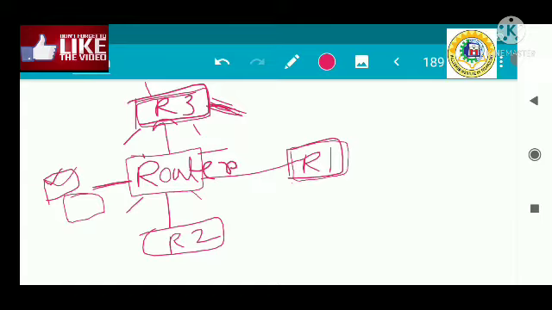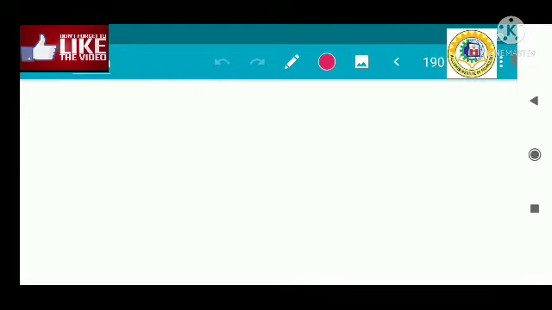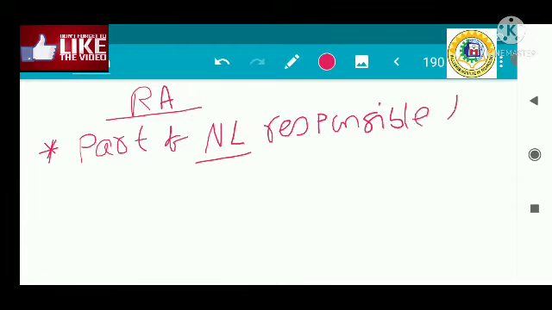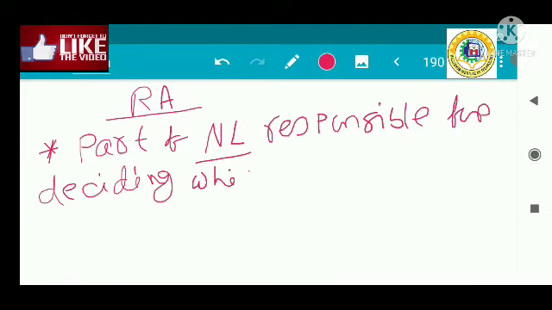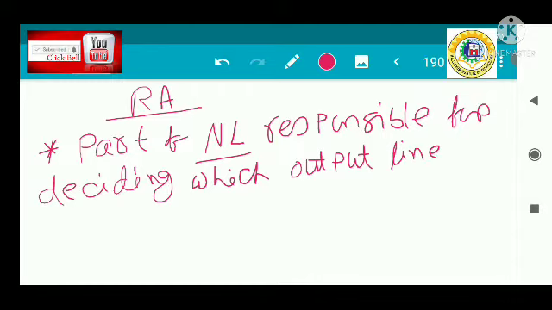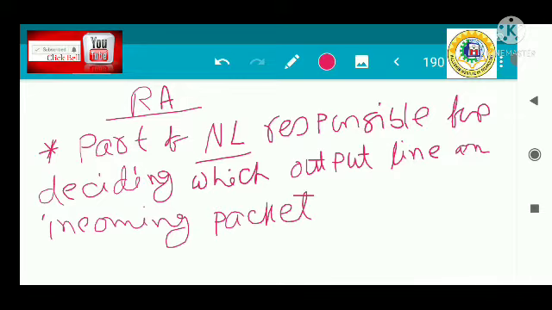Now, whenever we discuss the routing algorithm, the first point is that the routing algorithm is the part of the network layer responsible for deciding which output line an incoming packet should be transmitted on. The router actually works in the network layer.